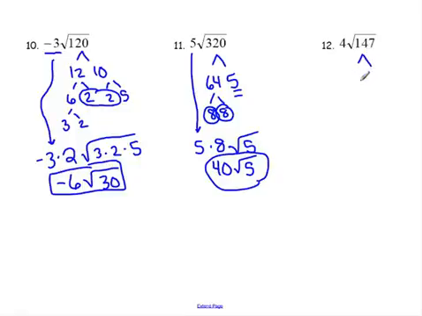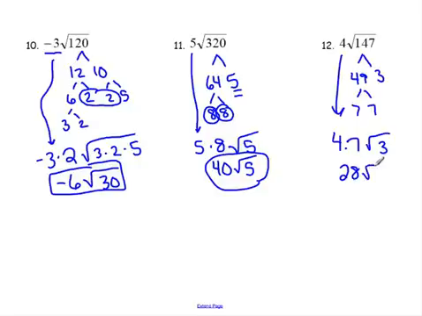Over here, 147 becomes 49 times 3. 49 is simply 7 times 7. I have a 4 out front from up top. I'll multiply that by the 7 out front, and I have a 3 remaining. This is 4 times 7, which gives me 28 times the square root of 3. We're almost done.